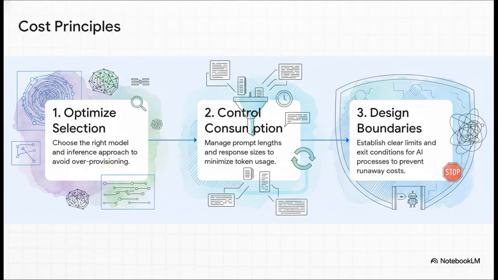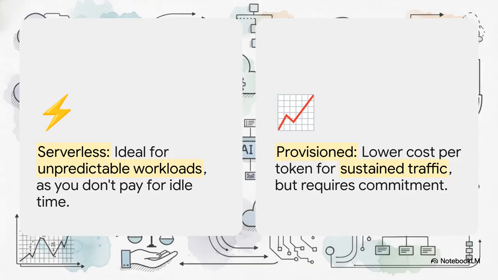Now, what's really useful here is how practical the advice is. It boils down to 3 key things. First, right-size your model. Don't use a giant, expensive one for a simple job. Second, control how much it's used by optimizing your prompts and caching common answers. And third, design boundaries for AI agents so they don't get stuck in some costly, infinite loop. And this illustrates a key cost decision perfectly: how you're going to run your model. If your traffic is all over the place, a serverless option is great because you don't pay for idle time. But if you have constant, high-volume traffic, committing to provisioned throughput can get you a way lower cost per token. It's all about matching the right tool to the job.